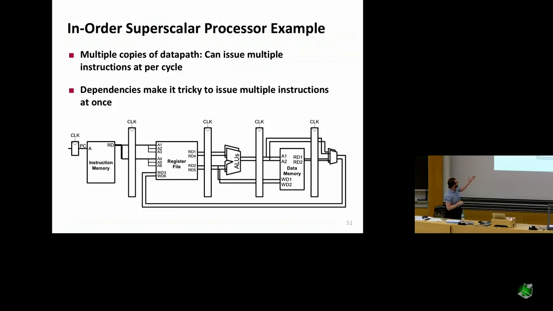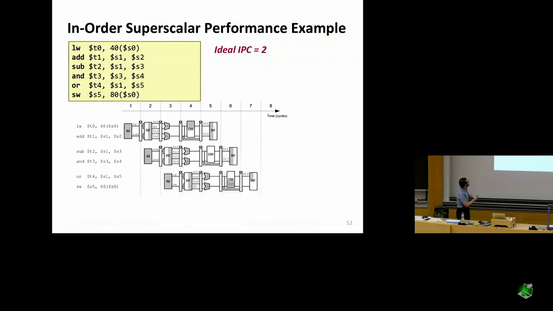But the upside is, if the instructions that you fetched are independent of each other, that's great. Now you're actually always finishing two instructions per cycle, right? If you have 16 instructions that are independent in your program, 16 instructions per cycle. That sounds great, right? But dependencies make it tricky to issue multiple instructions at once. Here, the ideal IPC is 2. If you can fetch 16 instructions, ideal IPC is 16. That's a lot.